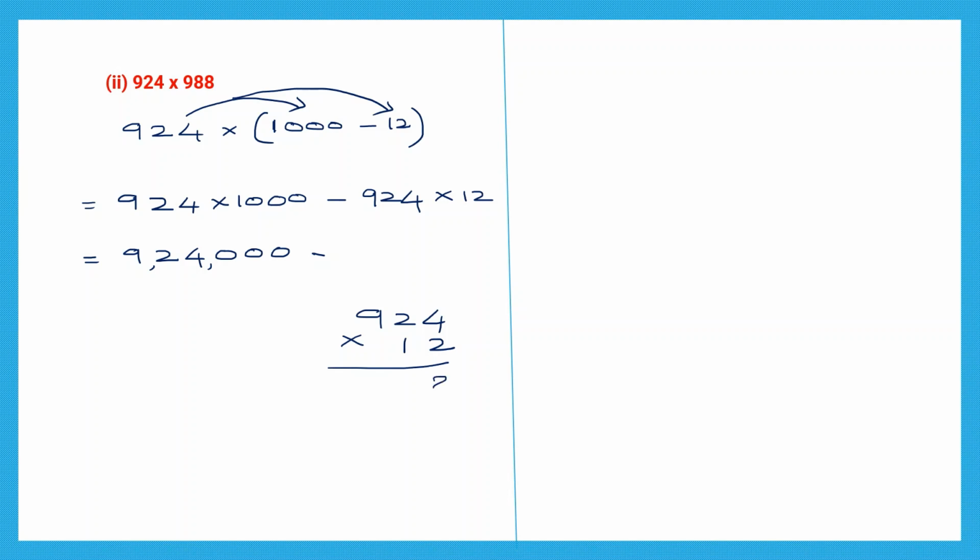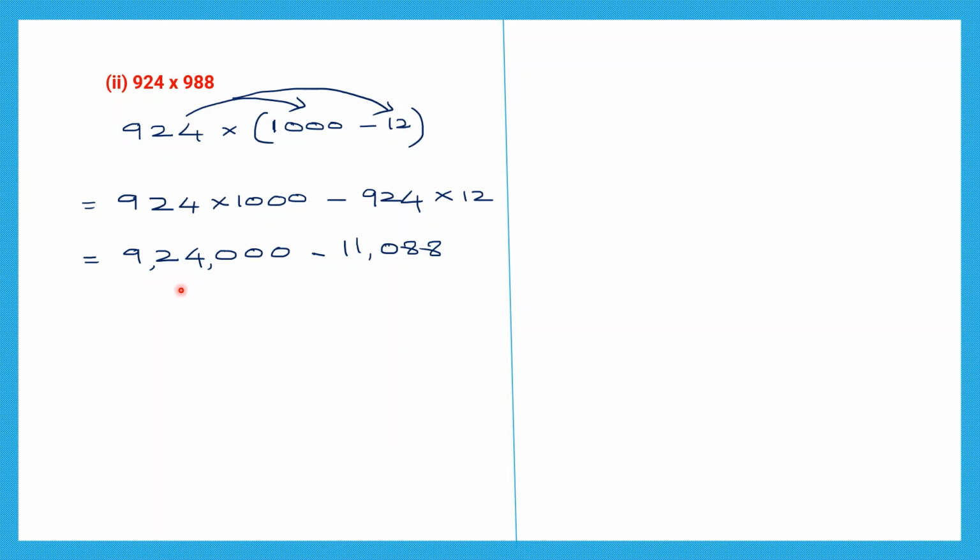2 4s are 8, 2 2s are 4, 2 9s are 18, 0. 1 4s are 4, 1 2s are 2, 1 9s are 9, plus 8, again 8. 8 plus 2 is 10, carry 1, 9, 10, 11. So we have 11,088. So let me write that there. 11,088. So now what have we got?